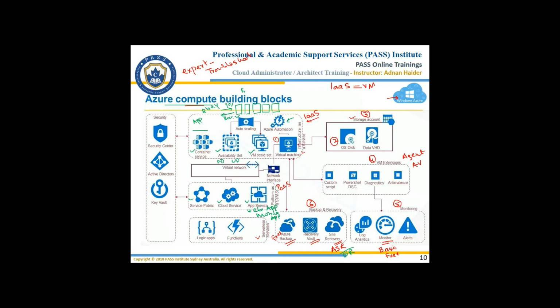What do you mean by AS? Are you referring to ASR, Azure Site Recovery, or are you referring to something else as AS? Availability set. Availability set is used for high availability, but not for disaster recovery. This is a different option. So yes, availability set is not used for disaster recovery, but for high availability of that VM.